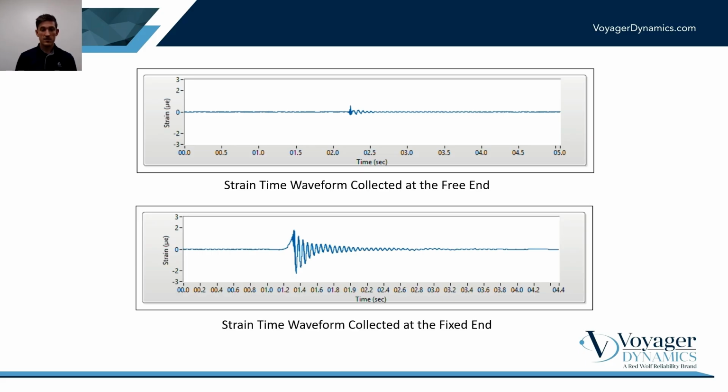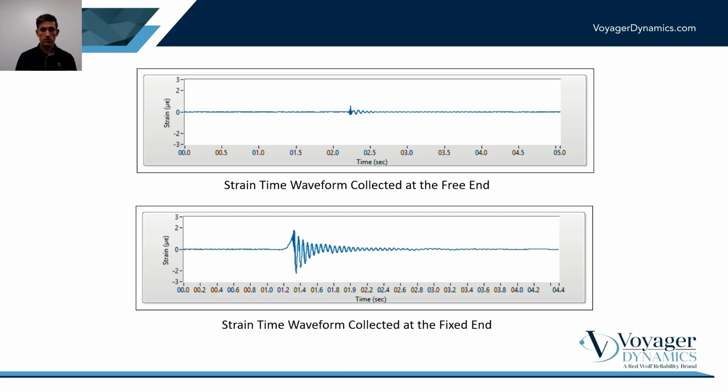So here at the fixed end of the beam, right, these are on common scales. It goes from 3 microstrain to -3 microstrain. The fixed end of the beam has much, much higher strain amplitudes than the free end of the beam, just like how we expected.